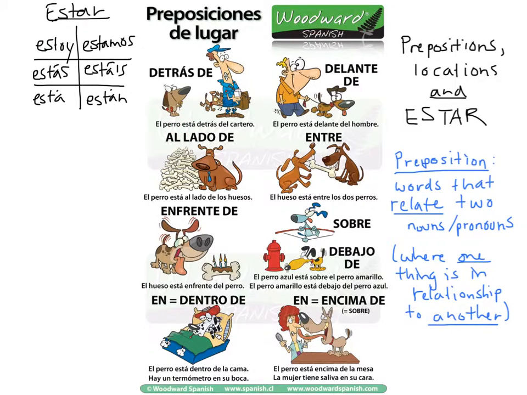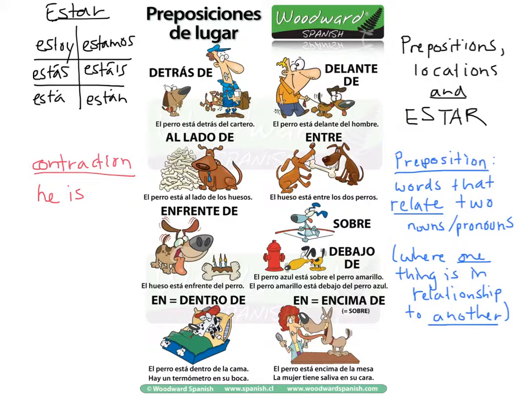Then maybe we want to talk about the opposite, in front of. El perro está delante del hombre. Now you might be wondering where this del has come from. Well, in Spanish, there's this thing called a contraction. We have them in English too. It's like when you have, let's say, he is.